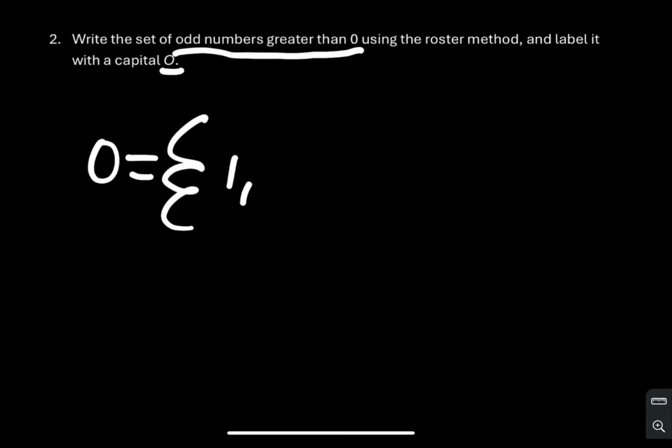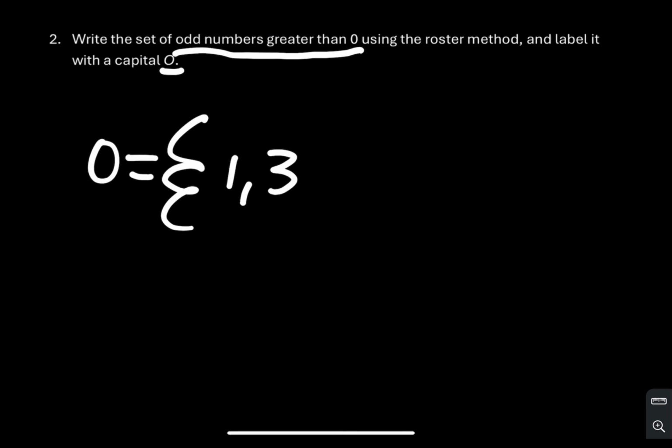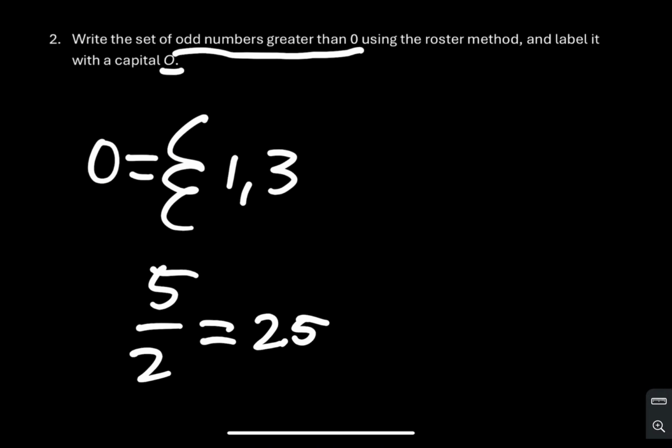Now if I do a number like 3, I'm going to get 1.5 or just 3 halves. So this means that 3 is an odd number. And then we can do the same for 4. 4 divided by 2 is going to give you 2. So that means that 4 is not odd. And then we do 5, which is going to give us 2.5. So that means that 5 is an odd number.